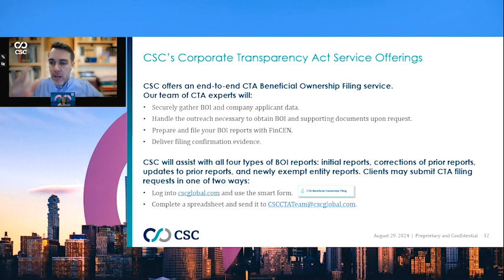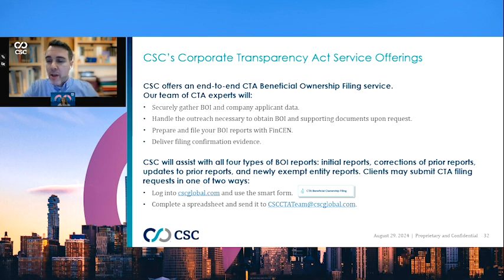So we do offer filings around those four scenarios, which are the four different types of beneficial ownership filings with FinCEN. We do have a smart form on the CSE Global dashboard that you can use to provide the information that we require. And then for organizations with a higher volume of entities, we also can work in spreadsheets just to make it more efficient for you to provide CSE with the information needed to file on your behalf.